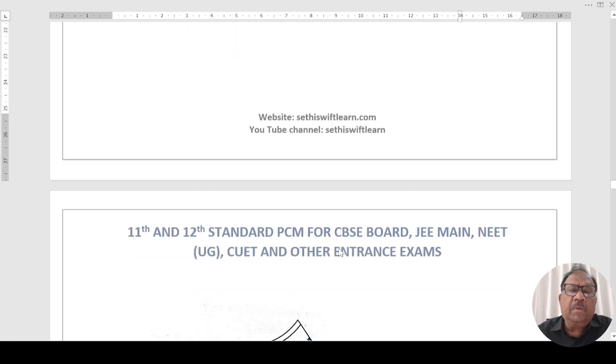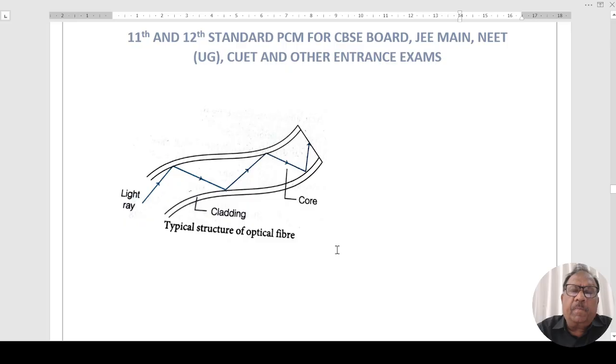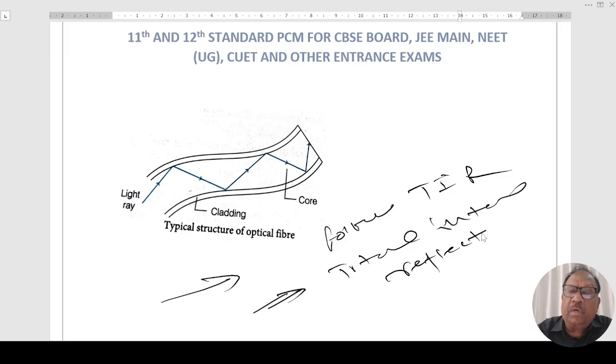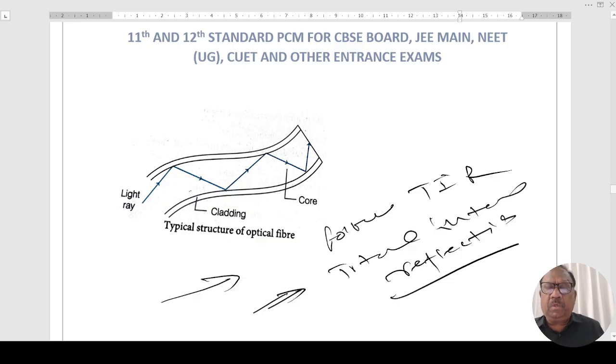And second is the optical fiber. The light ray follows TIR. The signal is transmitted through total internal reflection between core and cladding. Right? Next question.